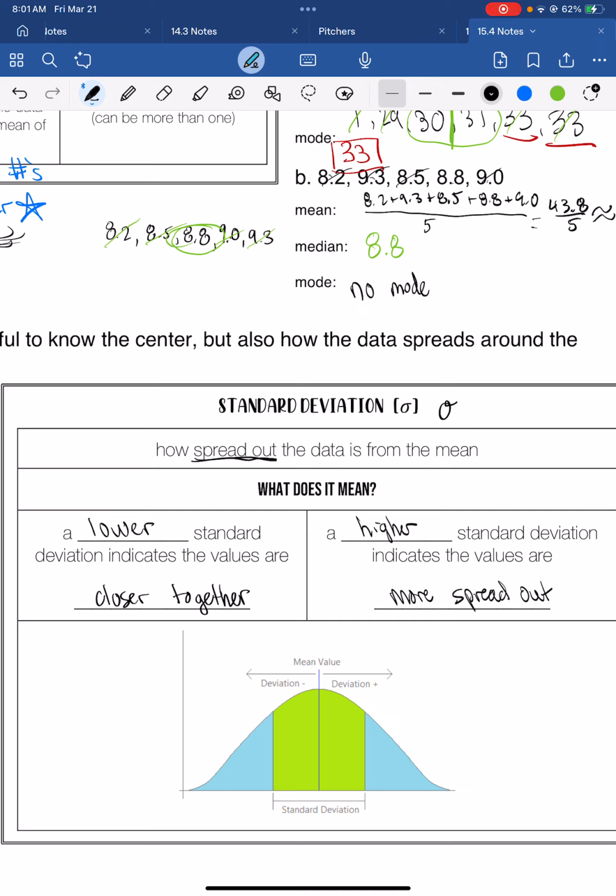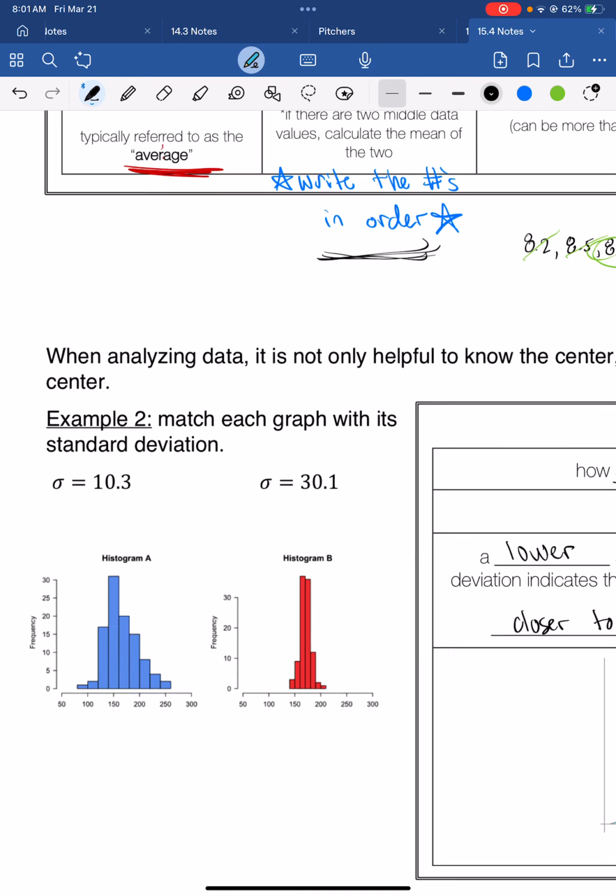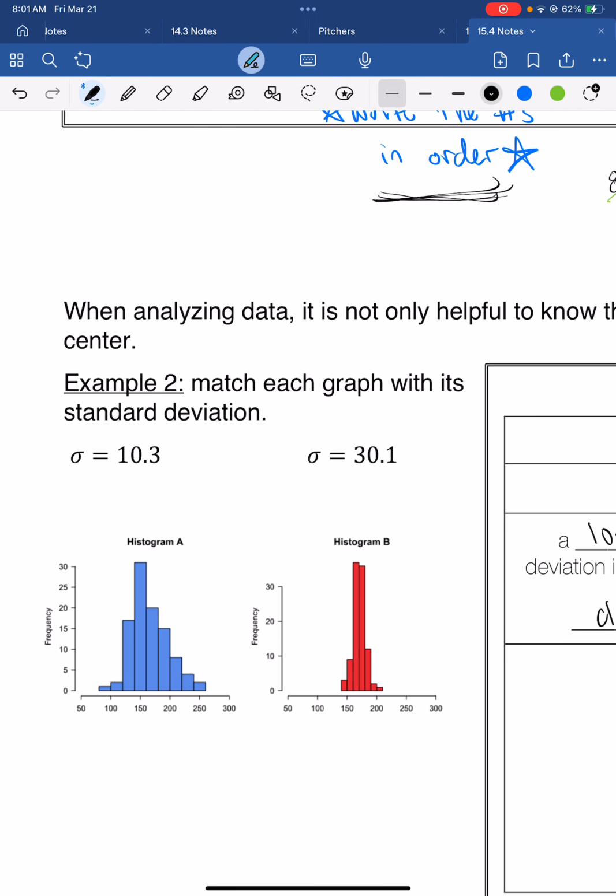Okay. You can have multiple standard deviations. You can have like one standard deviation, two standard deviations, and we'll talk about calculating that in just a second. All right. If we look over here, it says match each graph with its standard deviation. Well, what it wants us to see is that this standard deviation is smaller, which means that the numbers are closer together, closer to the middle.